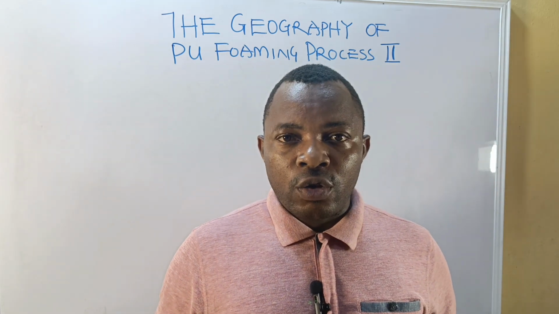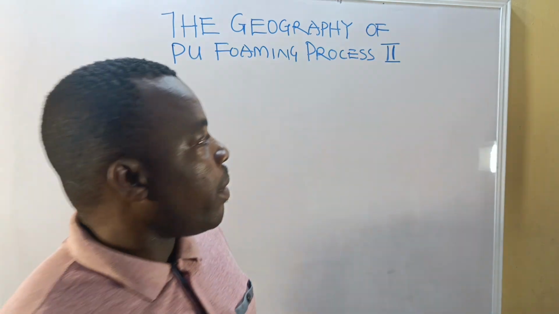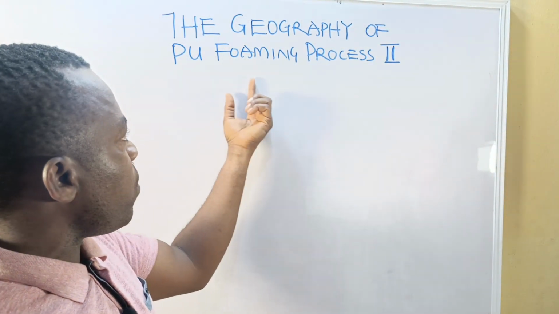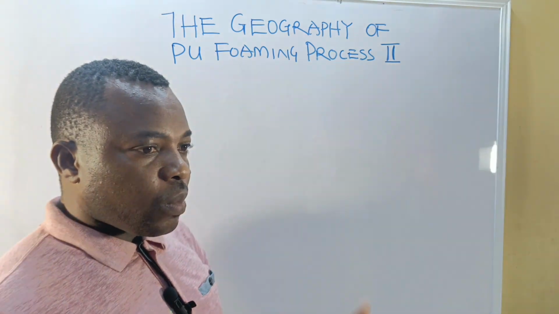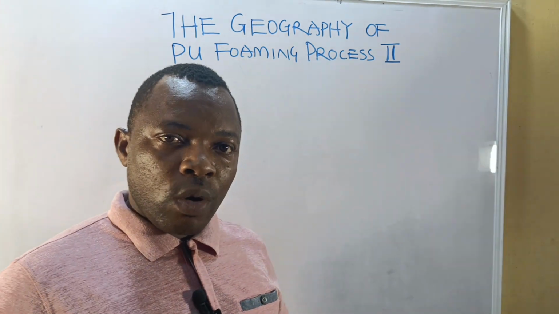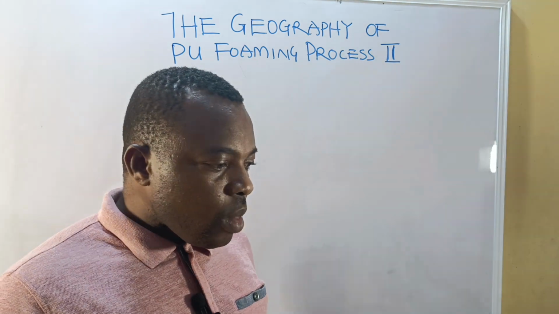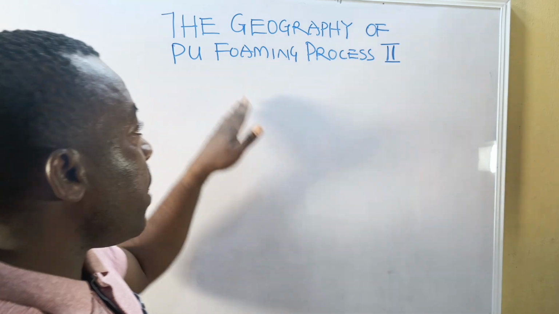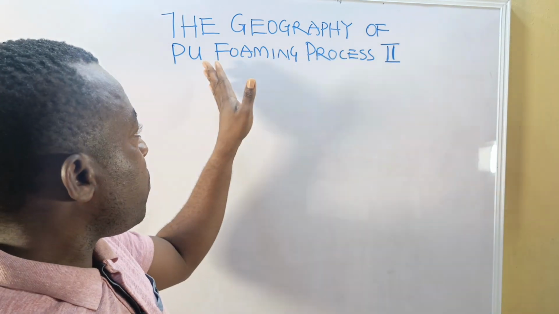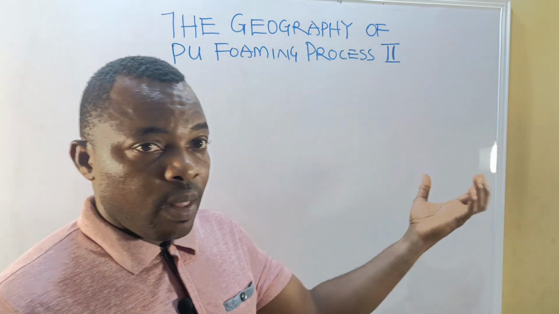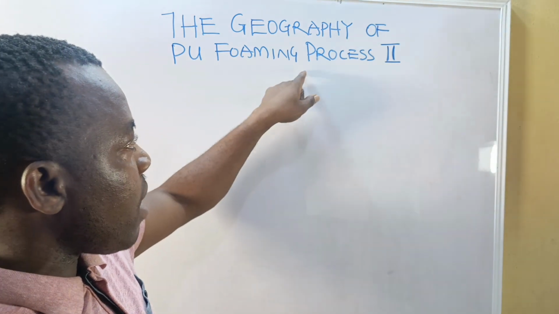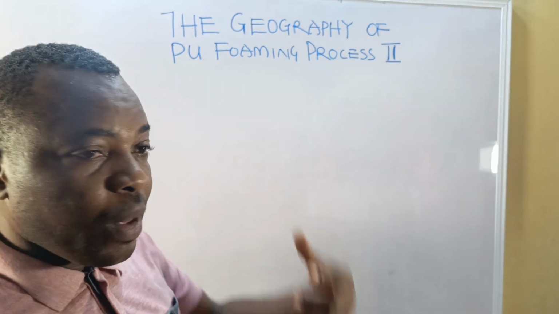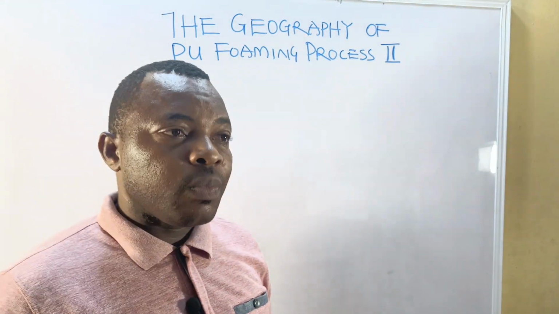In my presentation today, we shall be looking at what is on the board, the geography of PU foaming process 2. The last presentation was lesson 26. It was just the introductory part about the geography of PU foaming process. Today is going to be the same topic, but part 2 of the geography of PU foaming process.